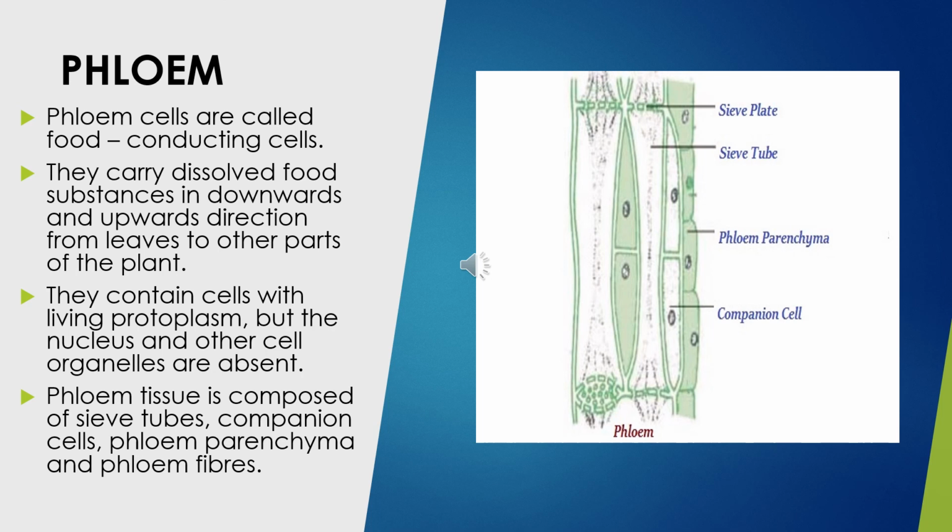Phloem. Phloem cells are called food-conducting cells. They carry dissolved food substances in downwards and upwards direction from leaves to other parts of the plant. They contain cells which have living protoplasm, but the nucleus and other cell organelles are absent. Phloem tissue is composed of sieve tubes, companion cells, phloem parenchyma, and phloem fibers.